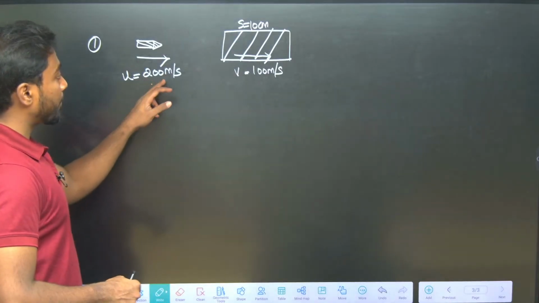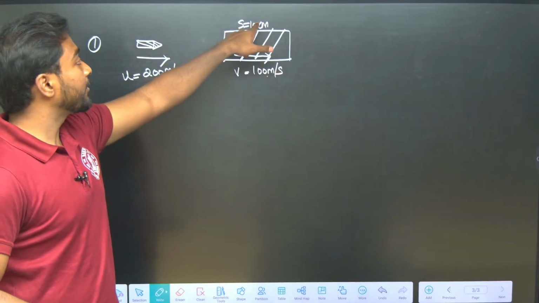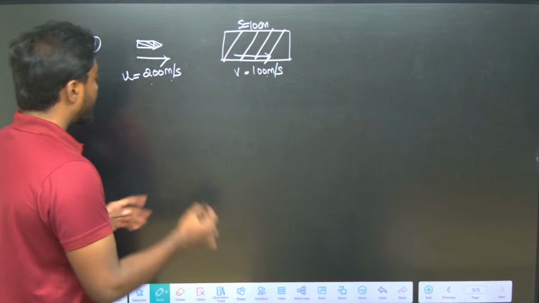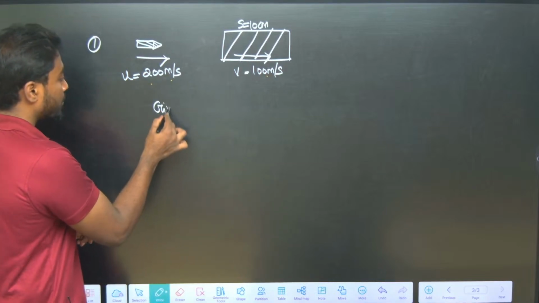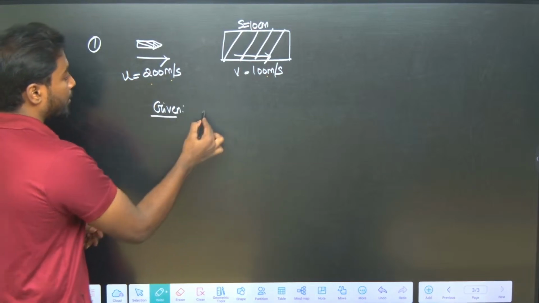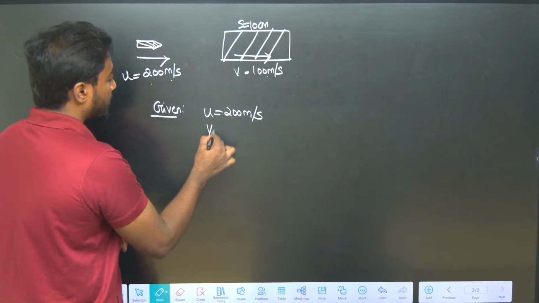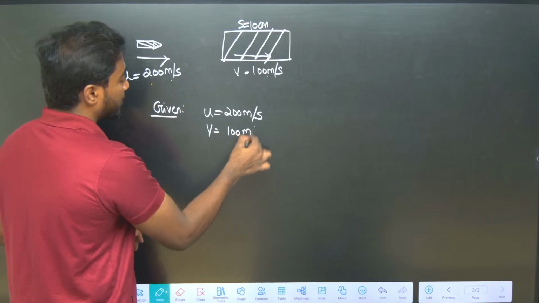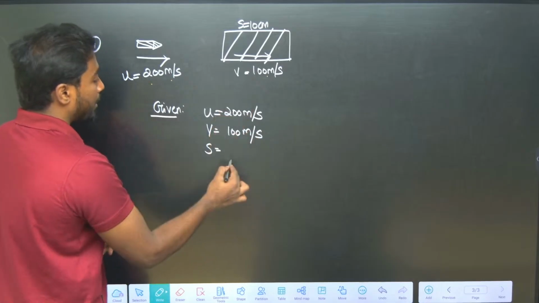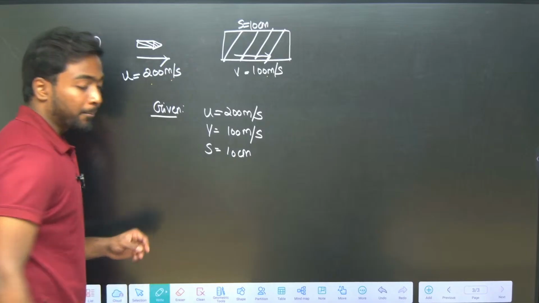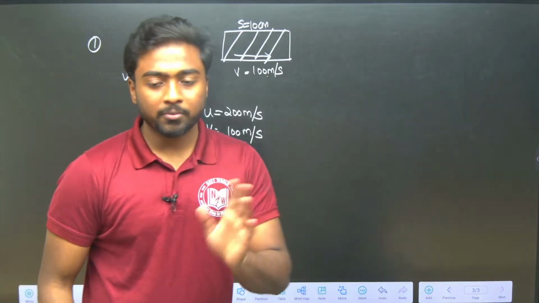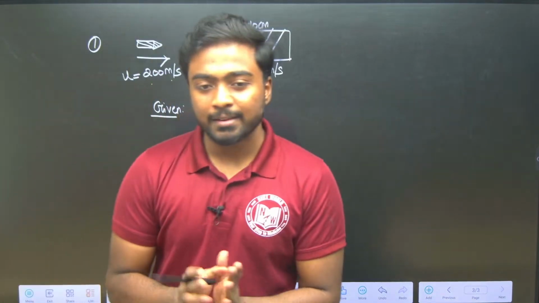So, 200 meter per second, 100 meter per second, and this is 10 centimeter they have given. Let me write the given terms first. So, given terms are u is equal to 200 meter per second, v is equal to 100 meter per second, s is equal to 10 centimeter. I will give some tips here to convert the units easily, okay.